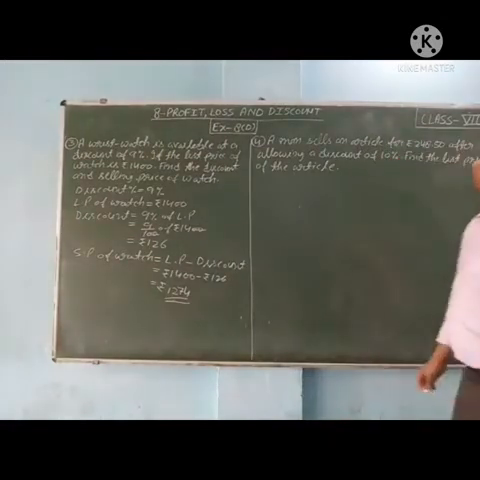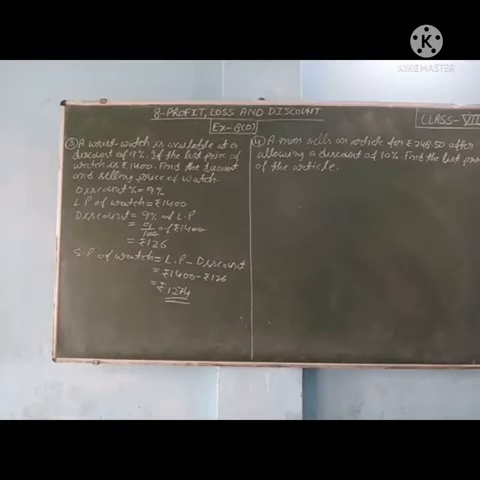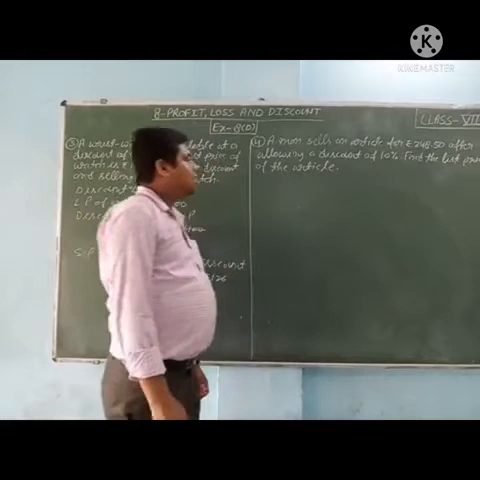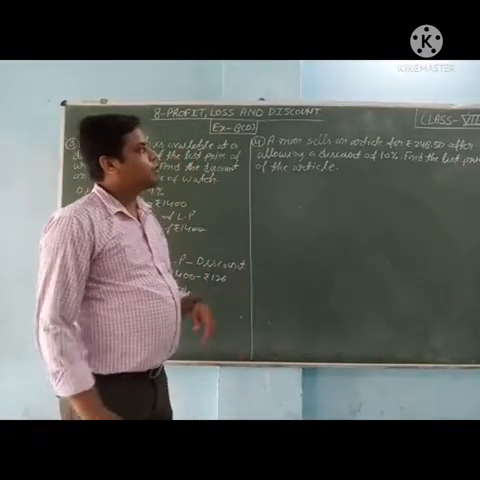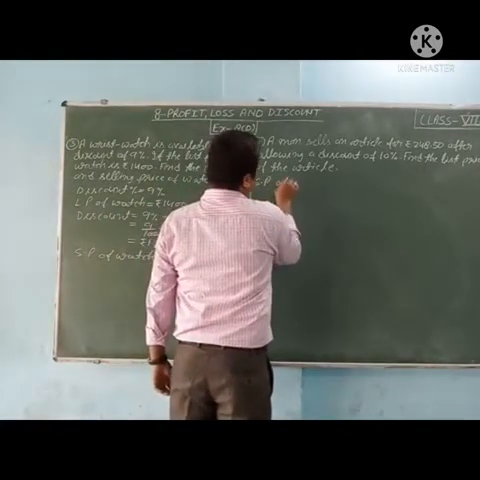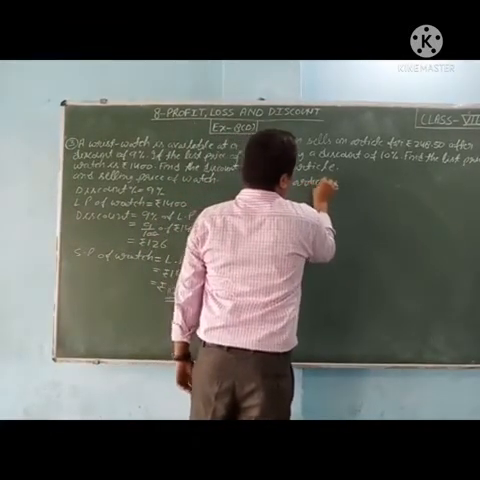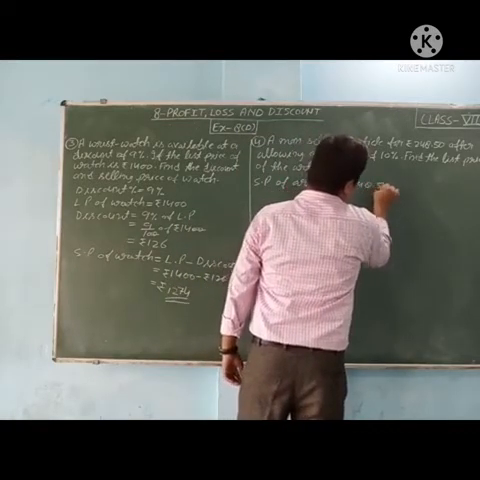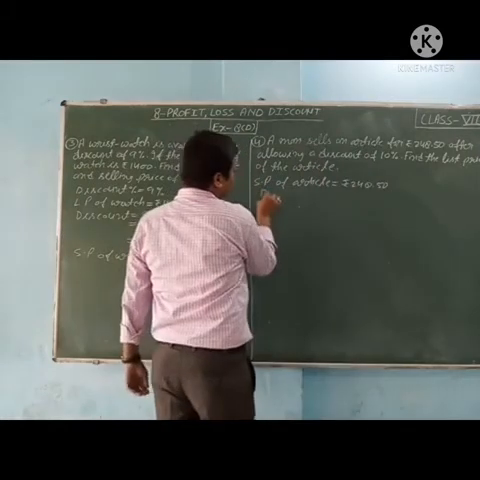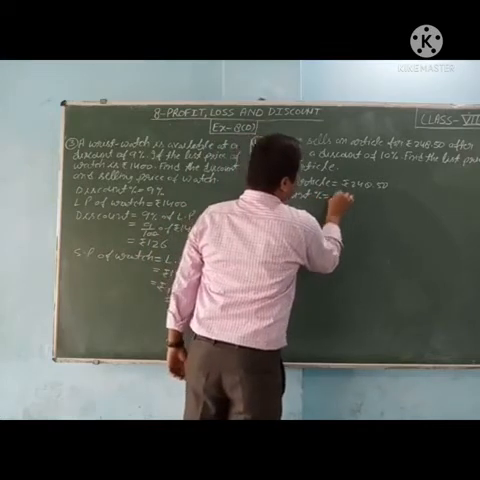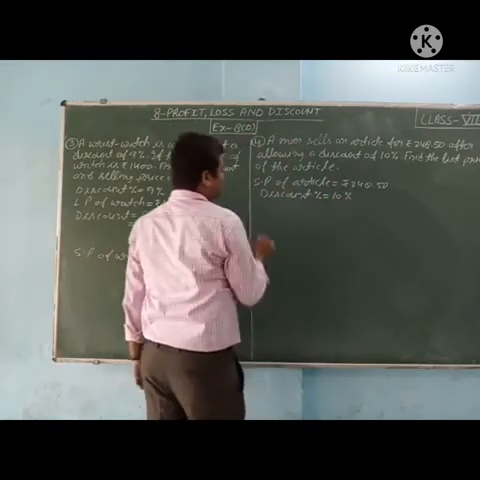Next, question number 4. A man sells an article for rupees 248.50 after allowing a discount of 10%. Find the list price of the article. So what is given? 248.50 is the selling price of the article. SP of article is equal to rupees 248.50. Then discount percent is equal to how many percent? It is 10%.